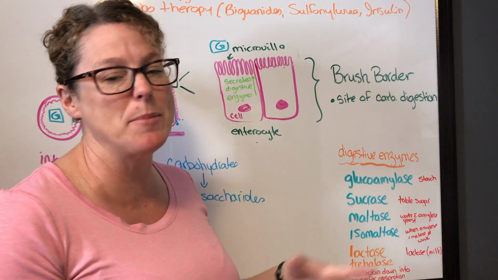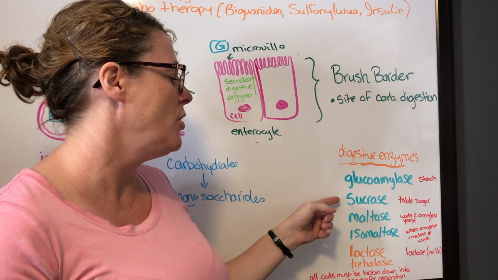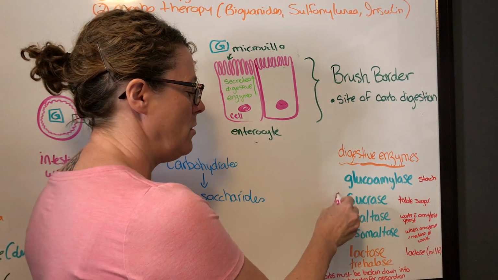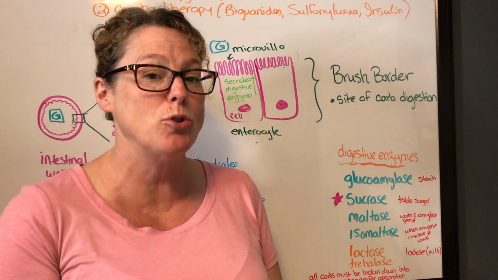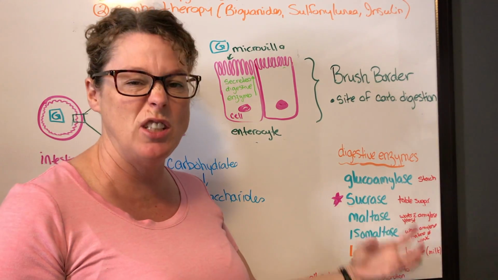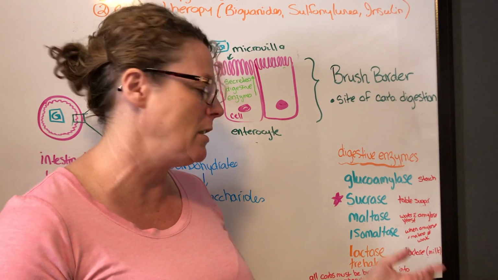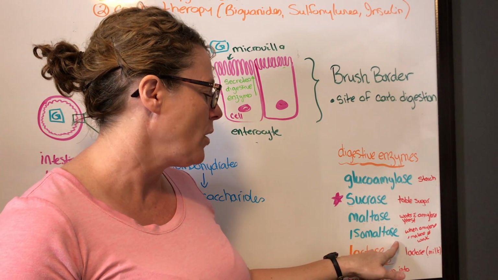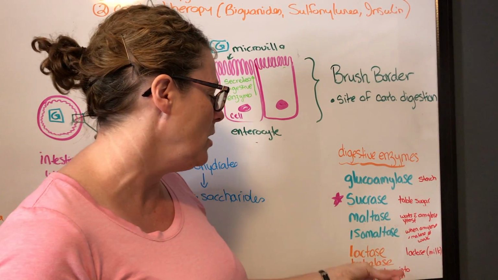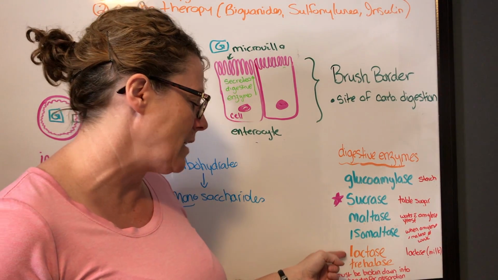Glucoamylase helps break down starches and nutrients. Sucrase helps break down table sugar. This is an important one to remember when we start talking about treatment of hypoglycemia. We're going to come back to that. Maltase is those yeast, kind of your malt shakes, your malt foods, yeast breads. And isomaltase works with those more complex ones that maltase and amylase cannot break down. And then, of course, we have other enzymes like lactase and trehalase.